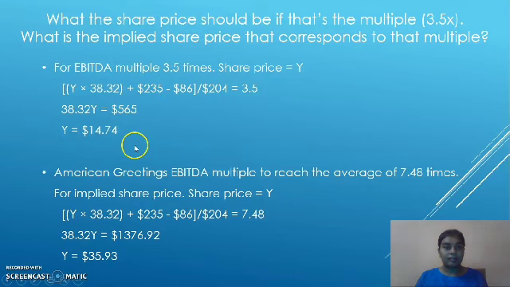And for the implied share price, we can see that the EBITDA multiple will be 7.48 times, and put Y as the share price, and we can see that the share price will be equivalent to $35.93.